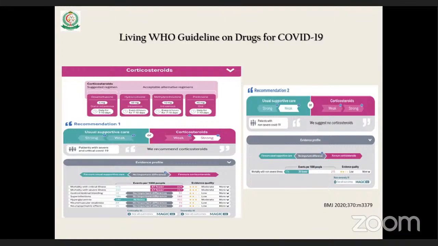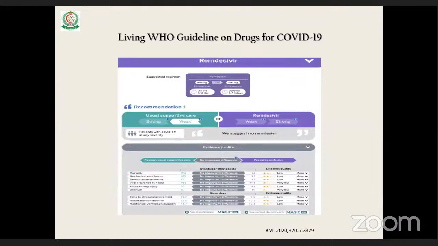And the second recommendation in regard to systemic steroids is the use in non-severe cases. They recommend strongly not to use systemic steroids in non-severe cases because it did not show to improve any of the important outcomes in patients with COVID.